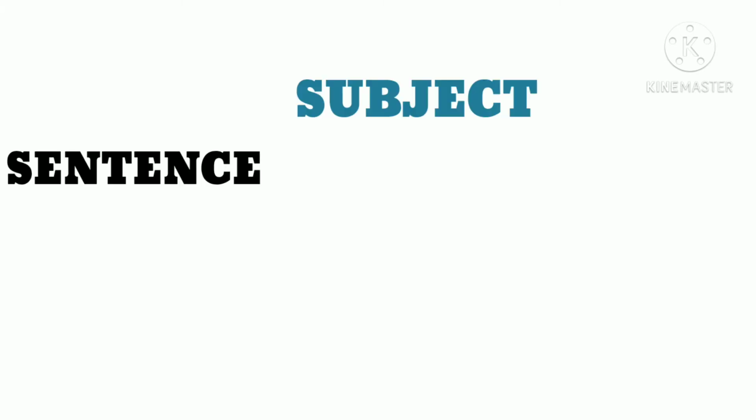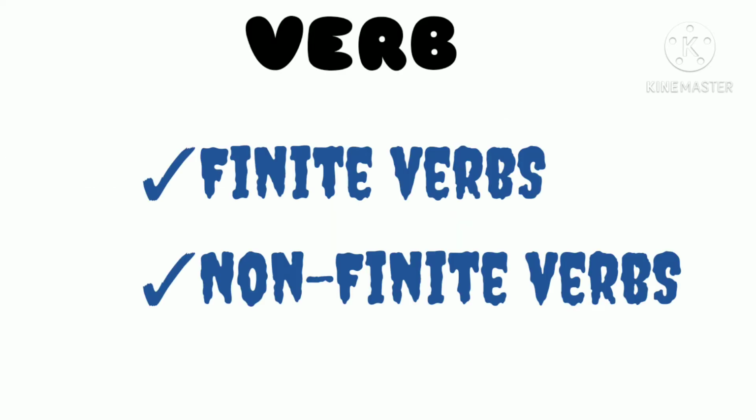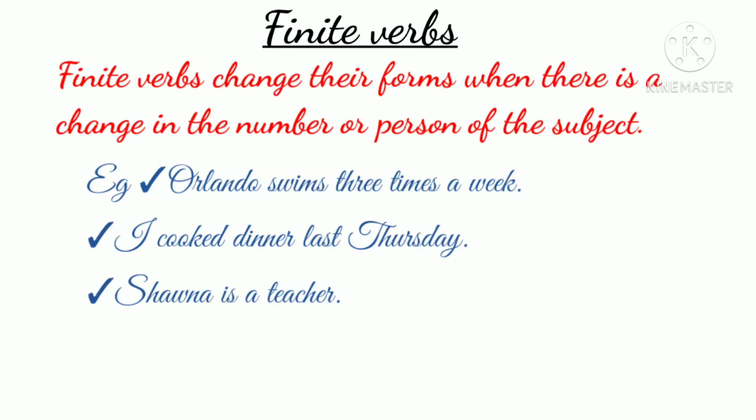You may already know that a sentence needs a subject and a verb to be complete. But why does that verb need to be finite? And what's the difference between finite and non-finite verbs? Keep watching the video to find the meanings and examples of both types.